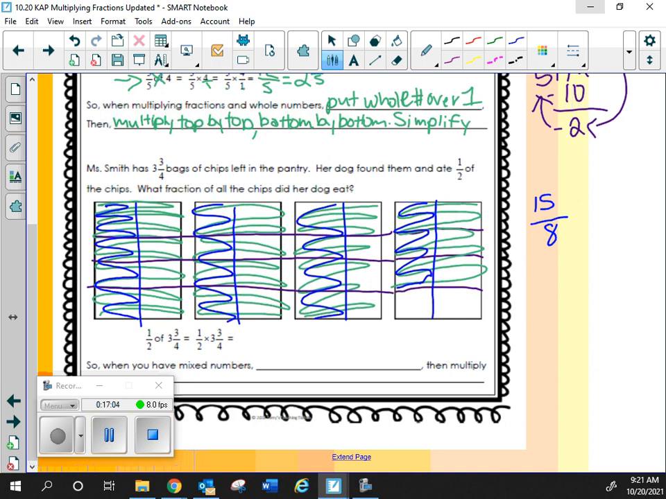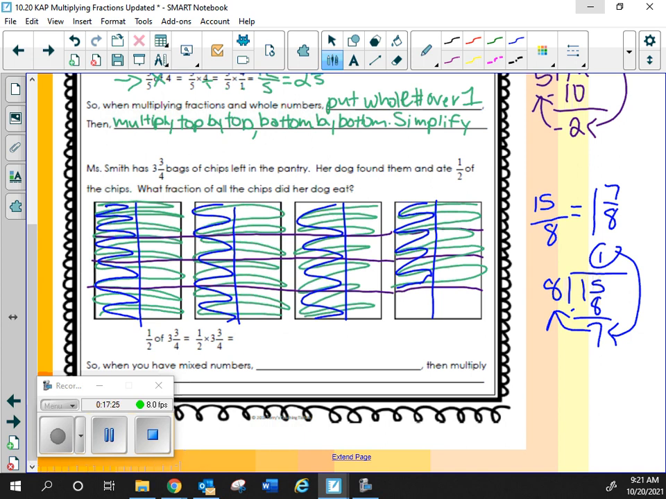Okay, but that's an improper fraction. We want to change it to a mixed number. So that's going to give me 1 and 7/8. Very good. Again, you can set it up 15 divided by 8. It goes in one time. I'm left with 7. So 1 and 7/8. Okay, let's learn the math behind it.